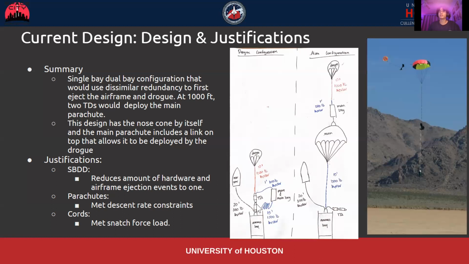Then you have the tender descenders here, and then you have the lines for the main parachute. Now, when it's time to deploy the main, the tender descenders will go off here. All the tension from the drogue will get redirected, and it will pull on the main parachute bag. The main parachute will get pulled out, and because there is that link on top over here, we can have this here. And this looks way simpler and safer than what we had before.